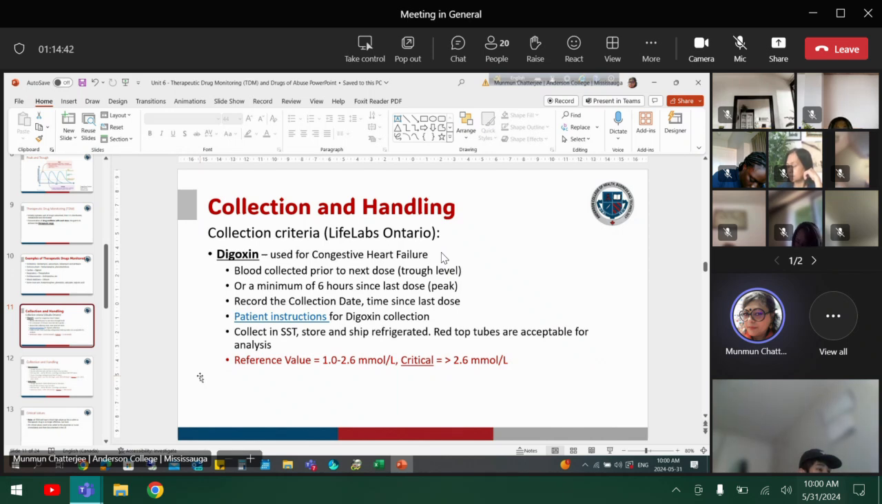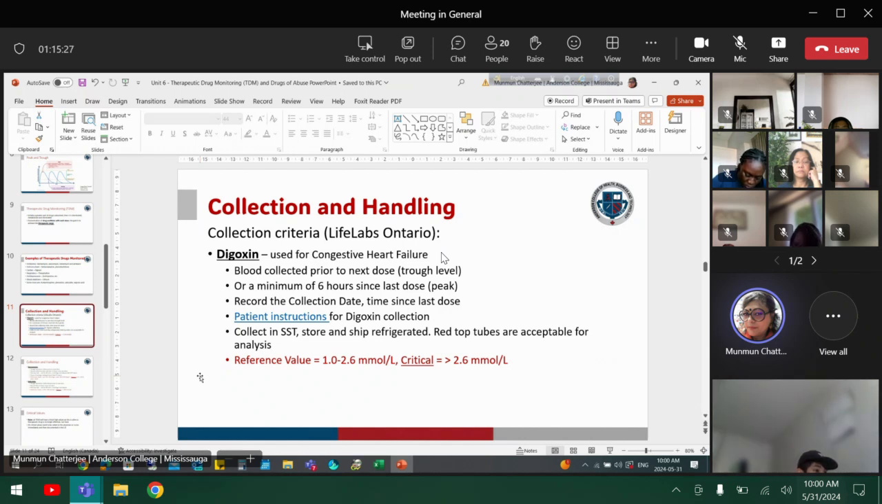Okay, so collection and handling. Digoxin is used for congestive heart failure. Blood is collected prior to the next dose for the trough level, as for everything. For the peak level for digoxin, you have to collect close to 6 hours after the dose. Always record the collection date and time since the last dose. You have to ask the patient what time and which date the last dose was taken, and then write the date and time.